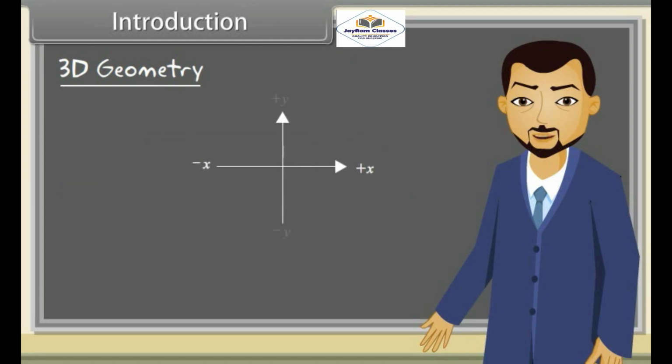Look at this figure carefully. The x-axis is along the length of the screen, the y-axis is along the height of the screen, and the z-axis will be the one coming out of the computer screen.